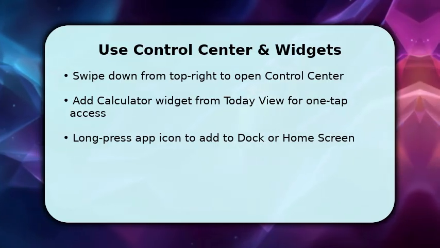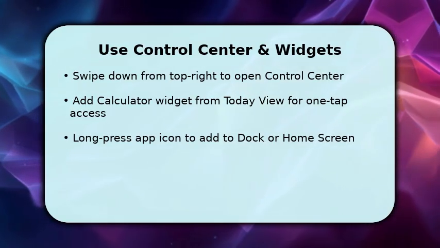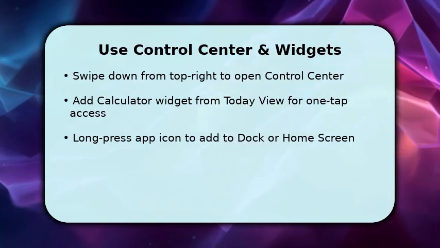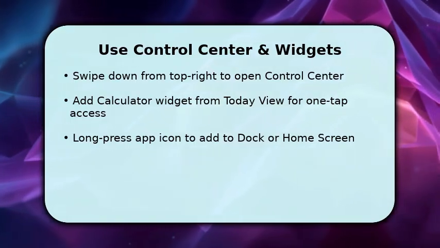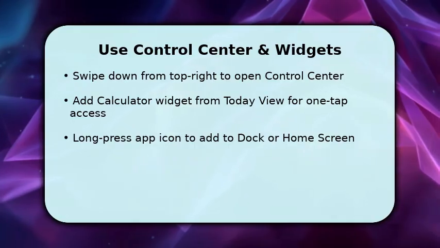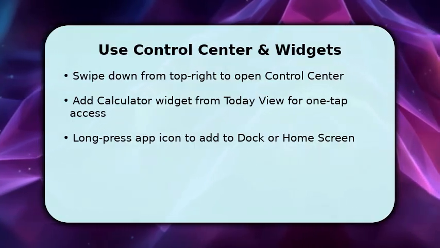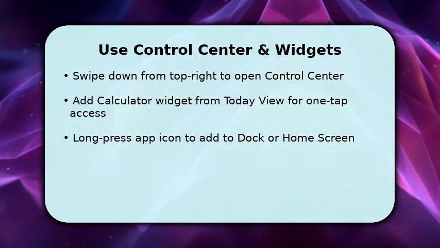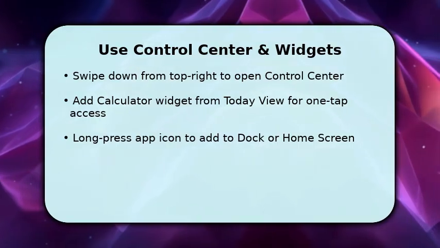Swipe right from the home screen to reach Today View, scroll to the bottom and edit to add a calculator widget for one-tap access. Once added, you can press and hold the icon to drag it to the dock or a home screen folder for faster reach. This reduces steps when you need quick access.